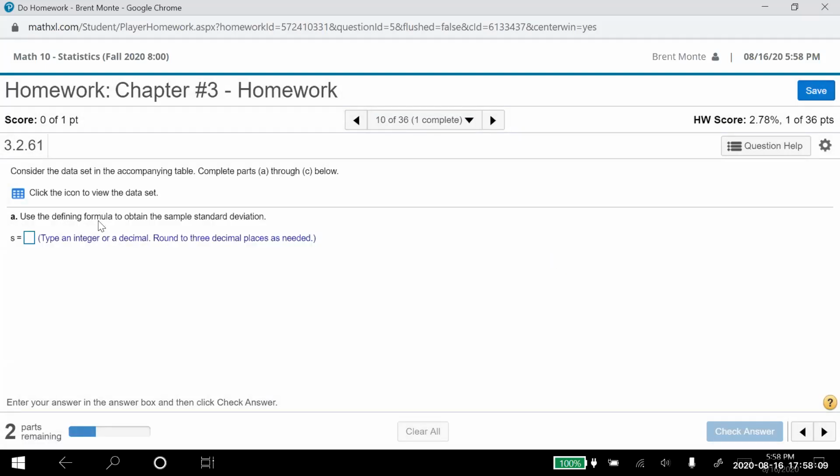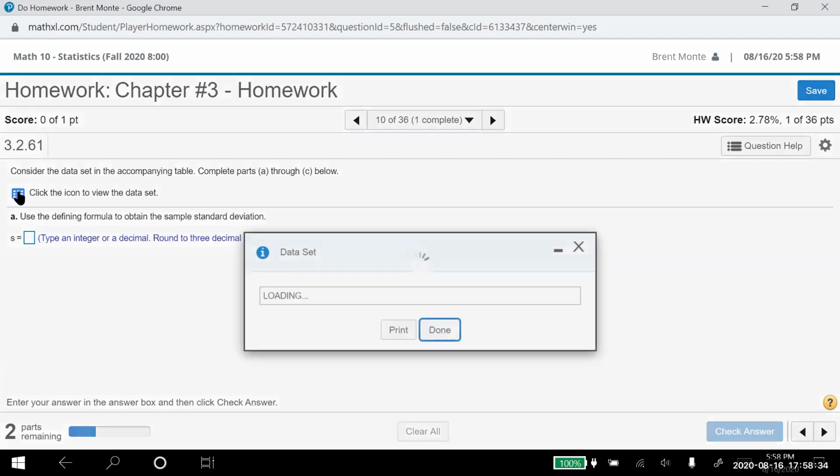All right, use the defining formula. Remember, the defining formula is what we just did. That would have been my S equals the square root of the sum of (x minus x bar) squared, divided by n minus 1. You don't need to use the formula there. You can if you'd like to. Feel free, in fact, to use that if you want to, but I'm not going to. I'm going to do what we did before.